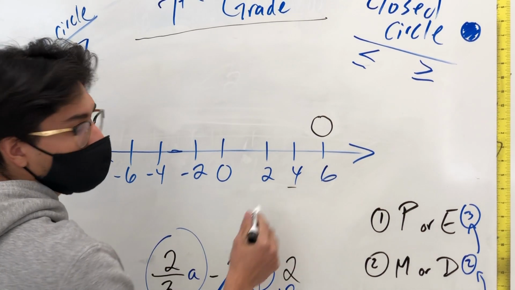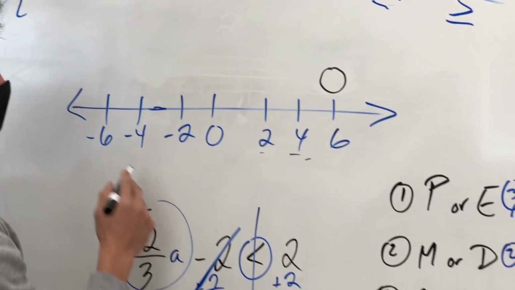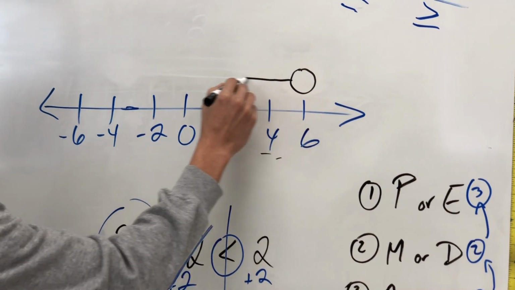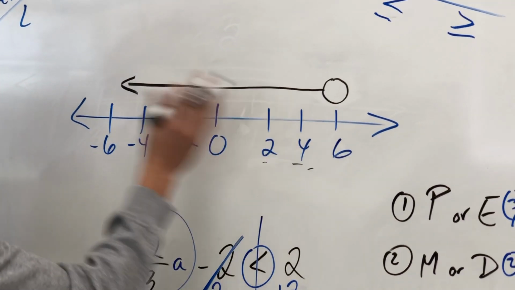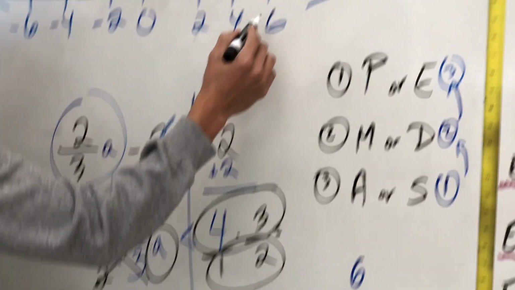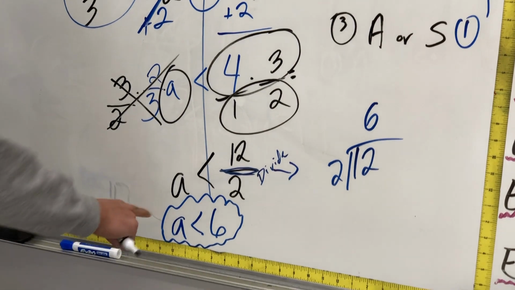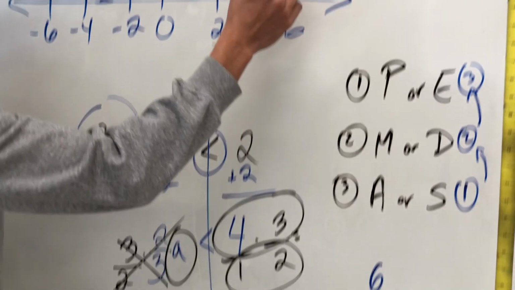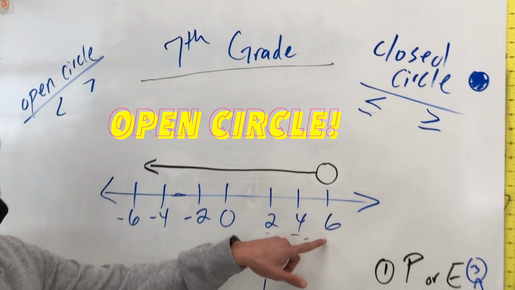Here we have 4, which is less than 6. 2 is less than 6. Negative 4 is less than 6. So we know that our arrow is going to go this way. It's going to go to infinity. Any number less than 6. Can A be 6? Is 6 less than 6? No. So our circle is going to be open because A cannot be 6.